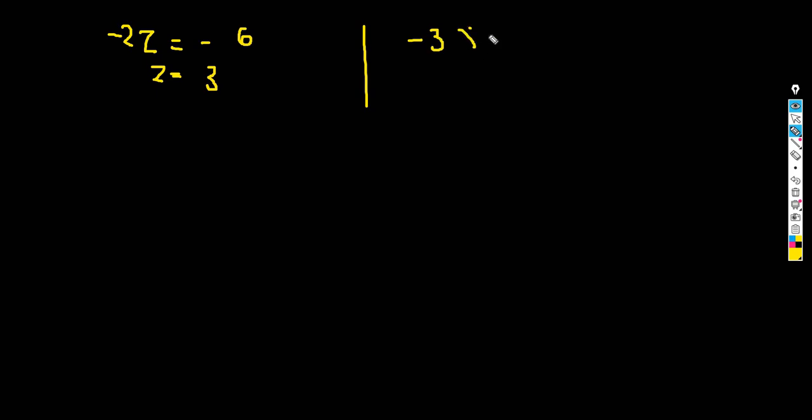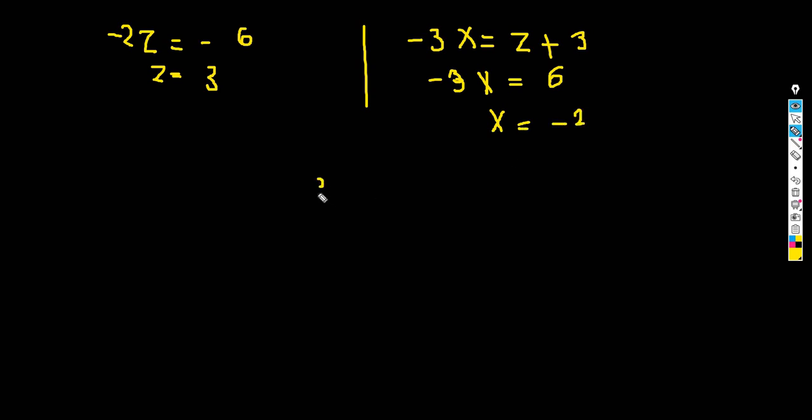-3x equals z plus 3. -3x equals 3 plus 3 equals 6. Divided both sides by -3, give me x equals -2.